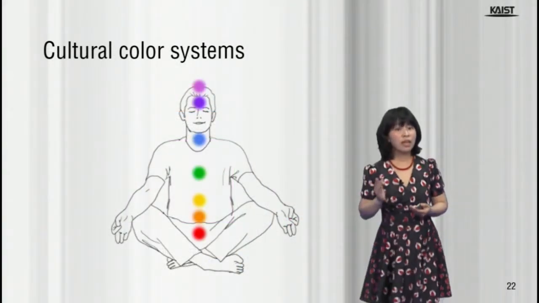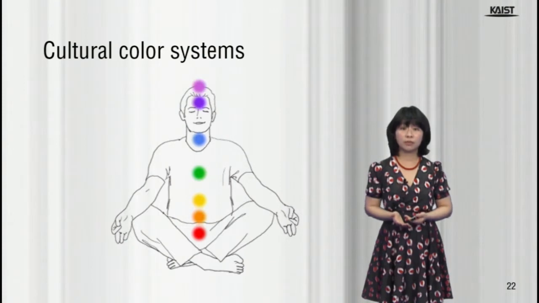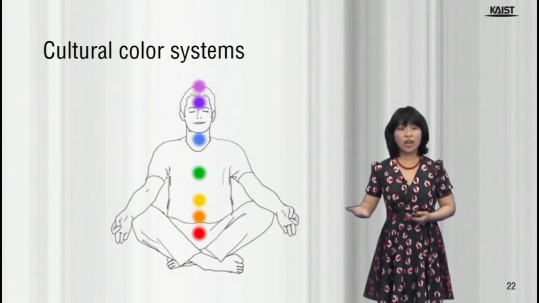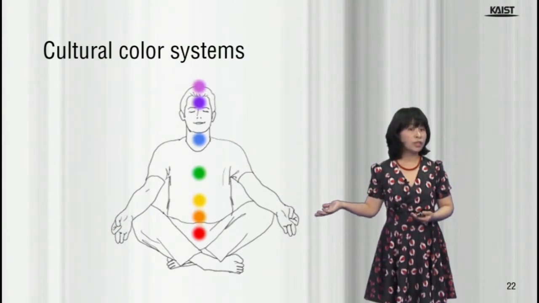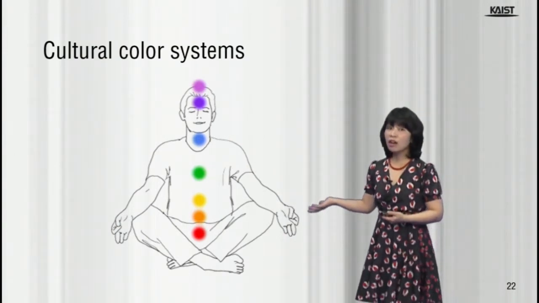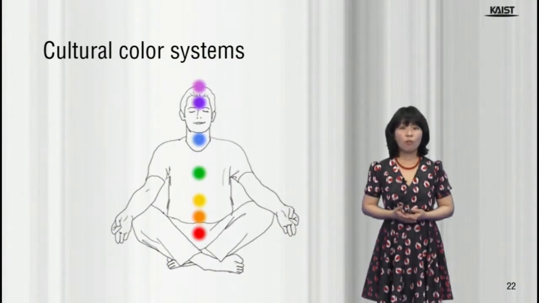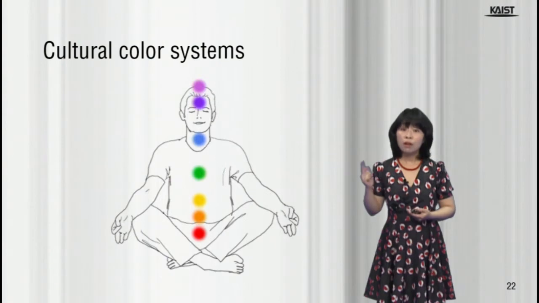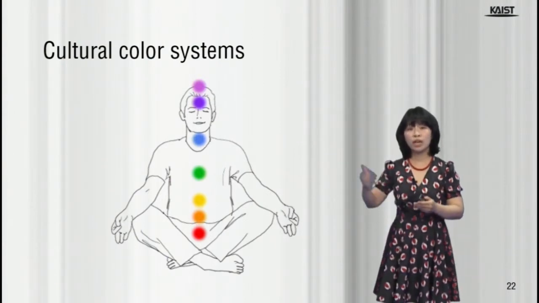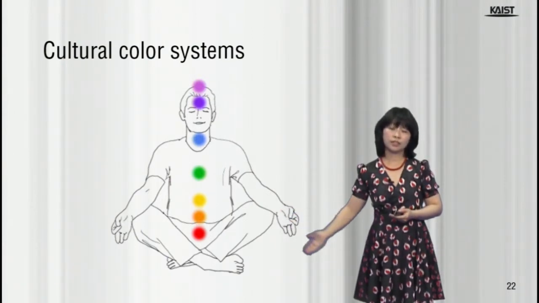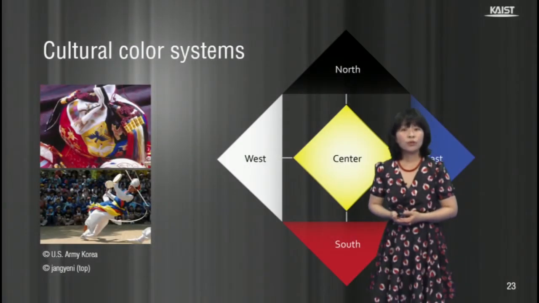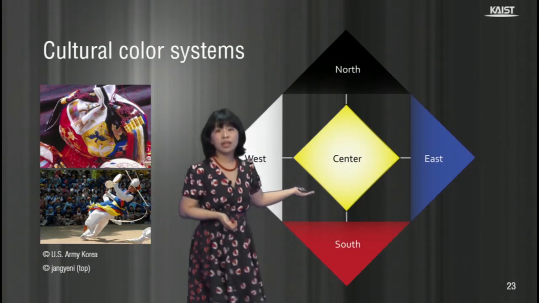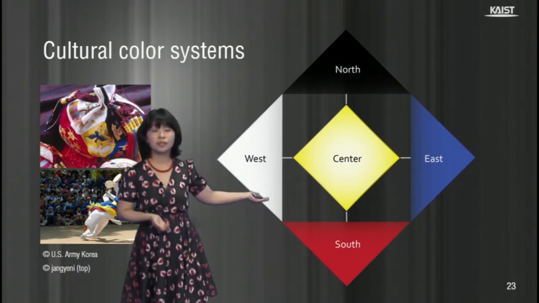Lastly, we should admit that there are a number of color systems constructed by the cultural messages. The chakra system in India is a well-known example. The chakra color system is influenced by the tradition of Indian Hinduism and Buddhism, believing in connections between major organs and colors. In Korean tradition, we used to have a yin-yang color system that consists of 5 primary colors.